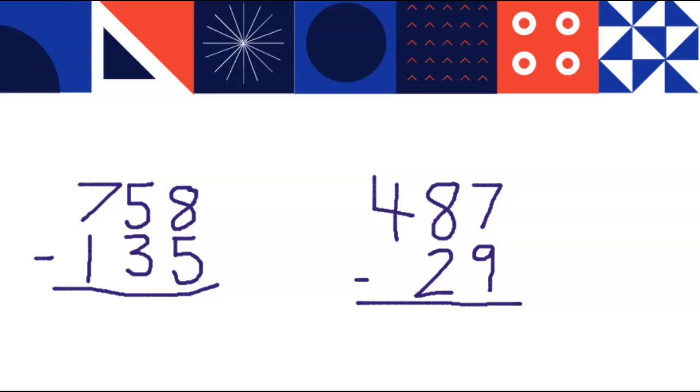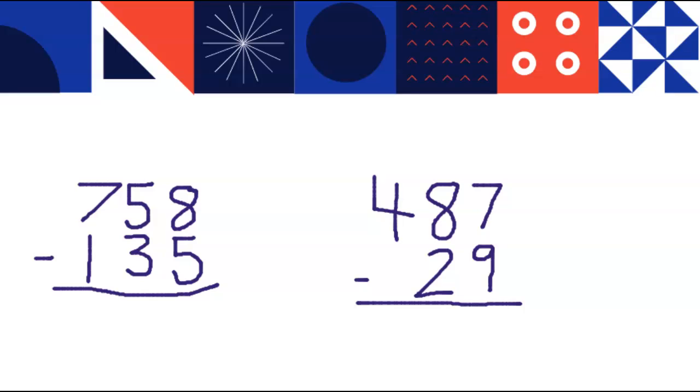And what I mean by that is the ones need to be over the ones, the tens over the tens, and the hundreds over the hundreds. If they're not, you may get the wrong answer. So just make sure if the problem isn't lined up exactly that you rewrite it, or that you just make sure that you are subtracting the ones from the ones, the tens from the tens, and the hundreds from the hundreds. So for example, 758 minus 135.